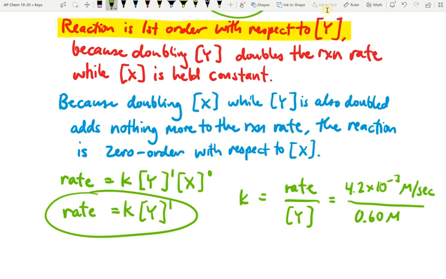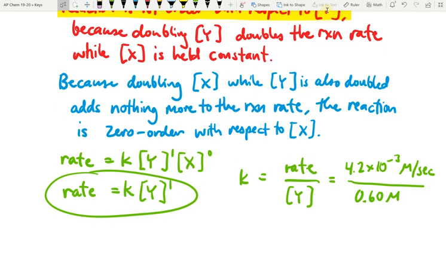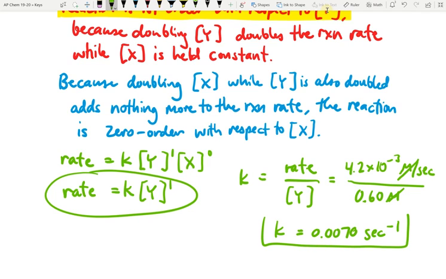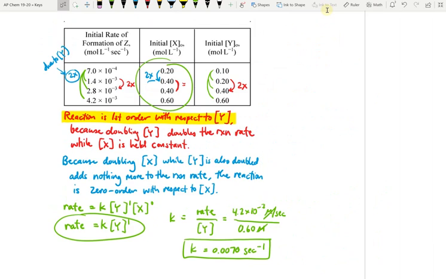0.60 moles per liter. As far as our answer goes then, we punch that in and we can get our answer. I didn't punch that in advance, I apologize. Let's get that real quick. 4.2 times 10 to the negative 3 divided by 0.6 gives us 0.007. And we'll go with 2 sig figs because we've got 2 sig figs. But the units on that will be, molarity is going to cancel, seconds to the negative 1. So there's our k value. k is 0.0070 seconds to the negative 1. And that's my rate law constant for this particular reaction based on the data that we were given.